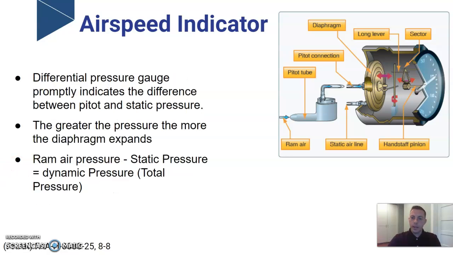Now essentially what this gauge is doing is being a differential pressure indicator. And what that means is it's continually taking the pressure from the ram air and comparing it to the static air. So as that diaphragm increases, it's pushing against the static air inside the case. So it's reading the differential. The ram air pressure minus the static pressure is going to give us our dynamic pressure, or what's also called total pressure. And that's the pressure that we're actually seeing on the indicator for our airspeed.